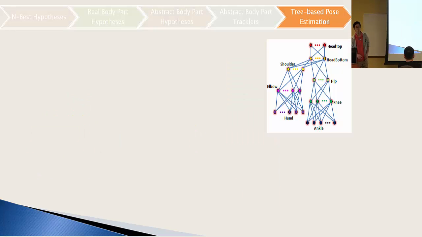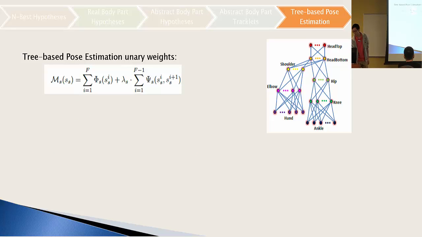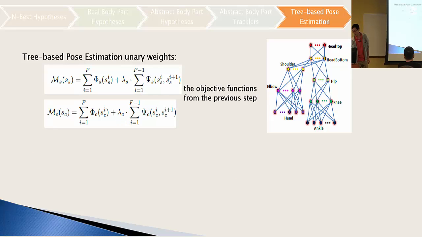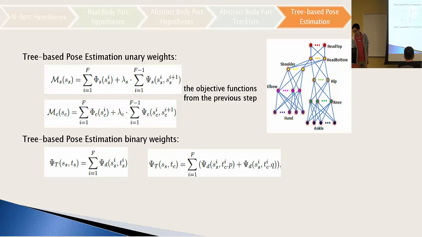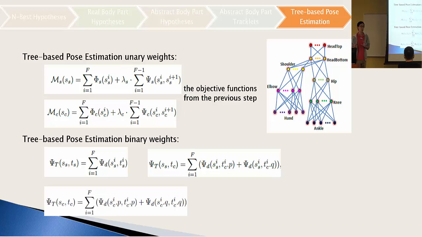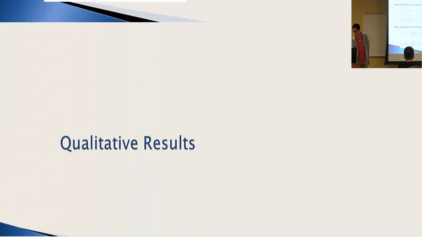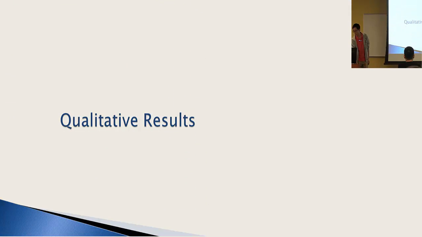And similarly, we have to define the unary and binary terms for this graph. And the unary weights is defined like this. And basically, it's the objective function from the previous step, from step 4. And the binary weights actually is the compatibility score between the body parts, which measures how compatible the distance between these two parts. Okay, then let me show some results.